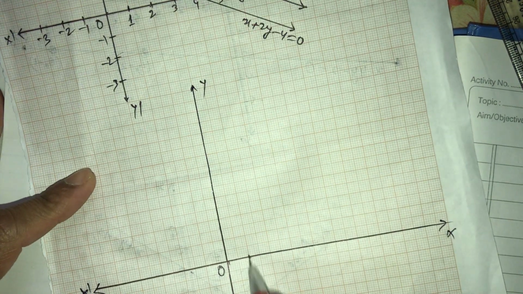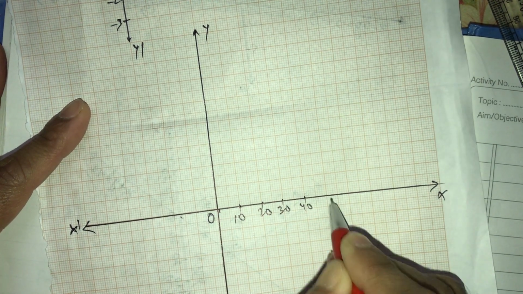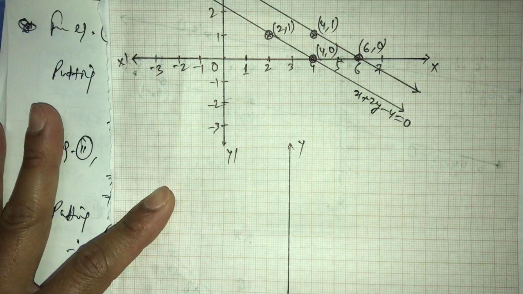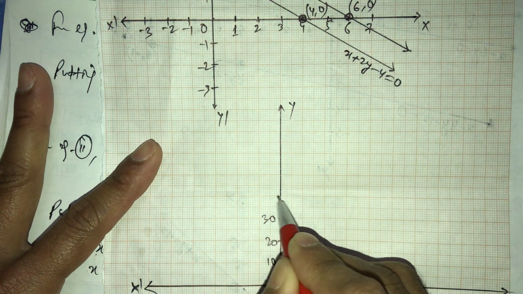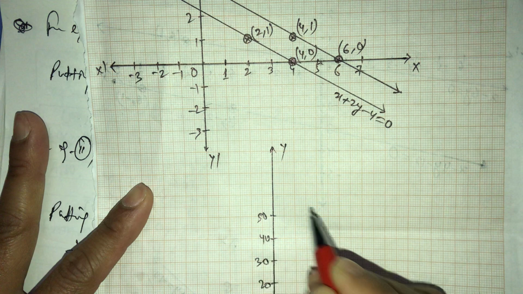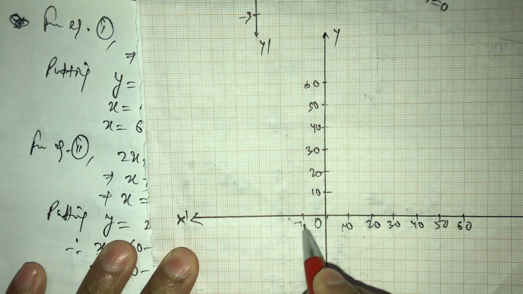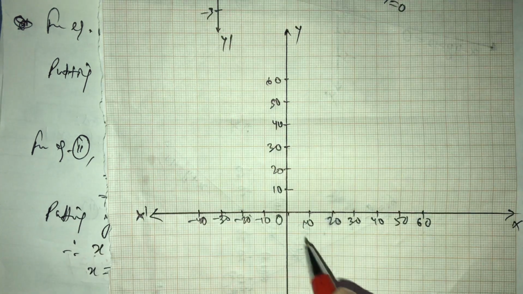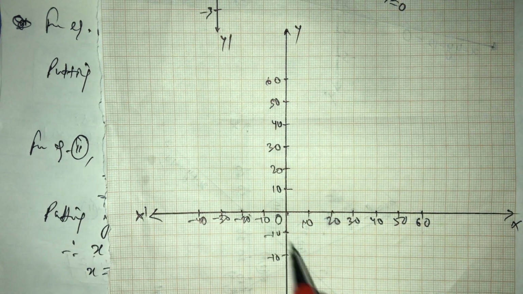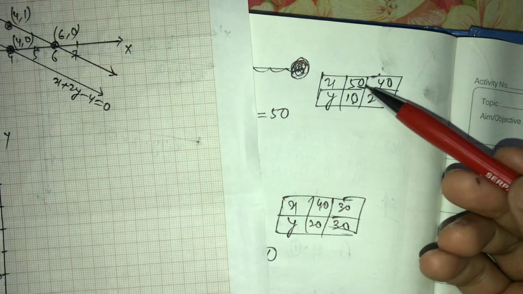So we'll write here accordingly 10, 20, 30, 40, 50, 60. Here also the same thing, 10, 20, 30, 40, 50, 60. And here is minus 10, minus 20, minus 30, minus 40, and down minus 10, minus 20 and minus 30.